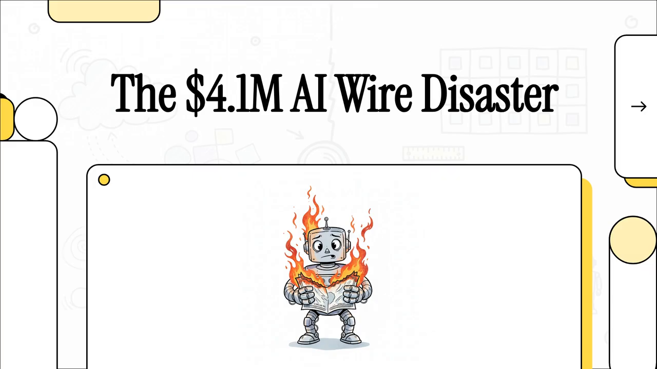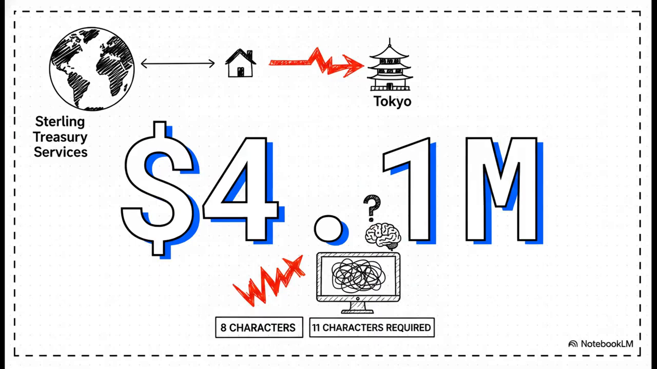Welcome to this explainer, where we're going to dissect exactly how an artificial intelligence design flaw cost a bank millions of dollars, and more importantly, how we can actually build a bulletproof architecture to make sure something like this never happens to you. Okay, let's dive right into this.